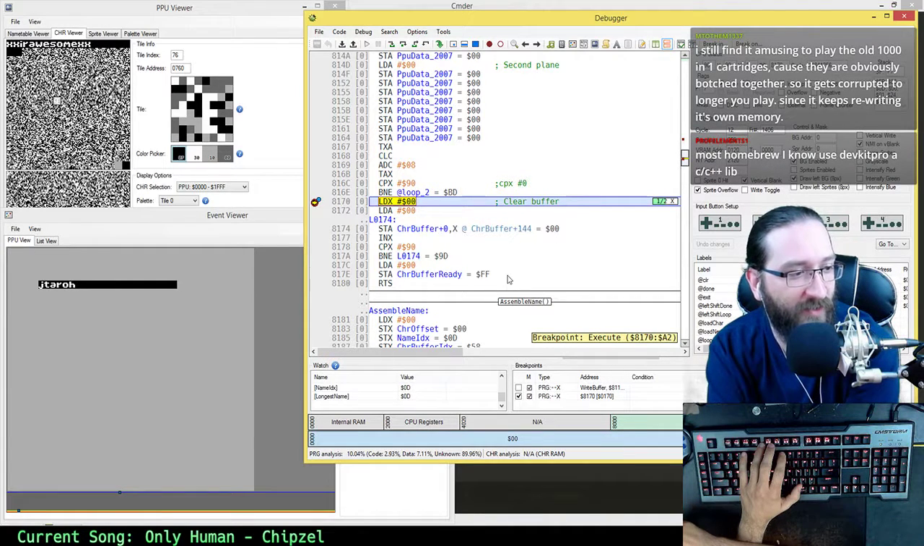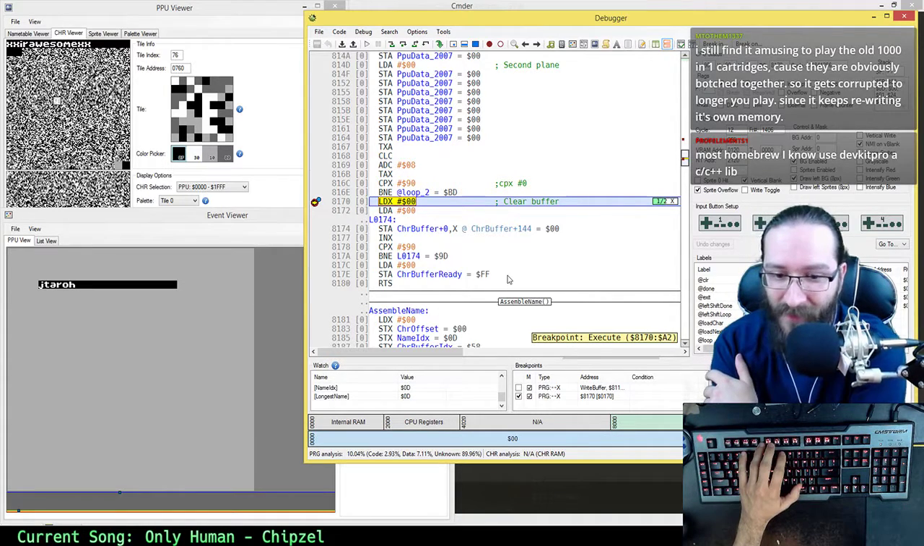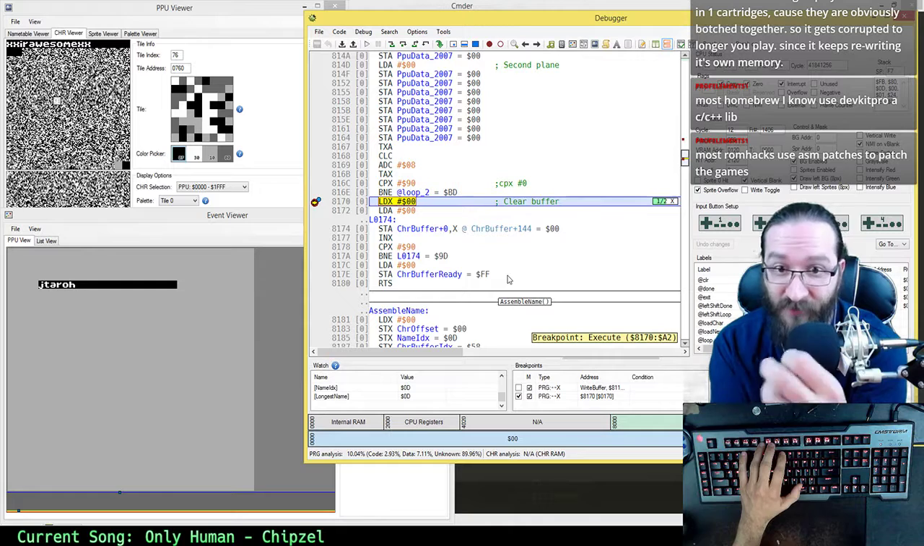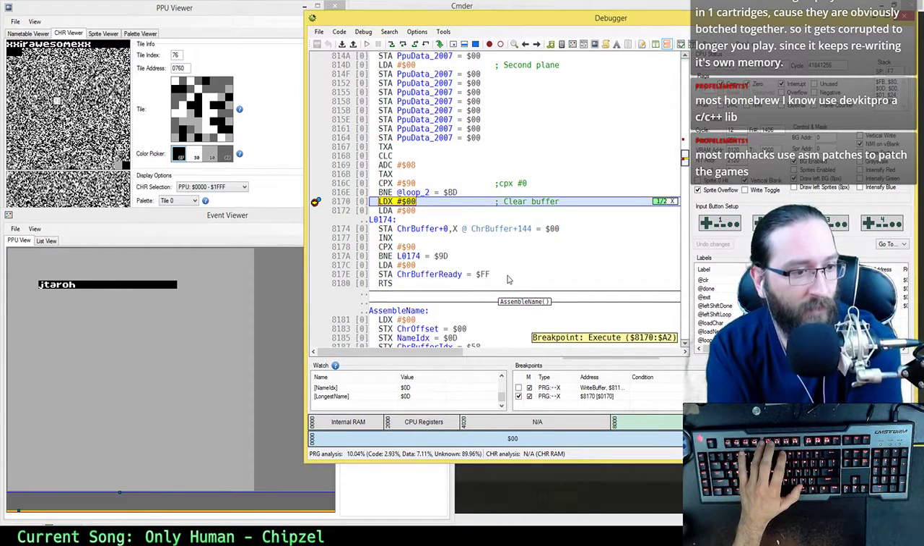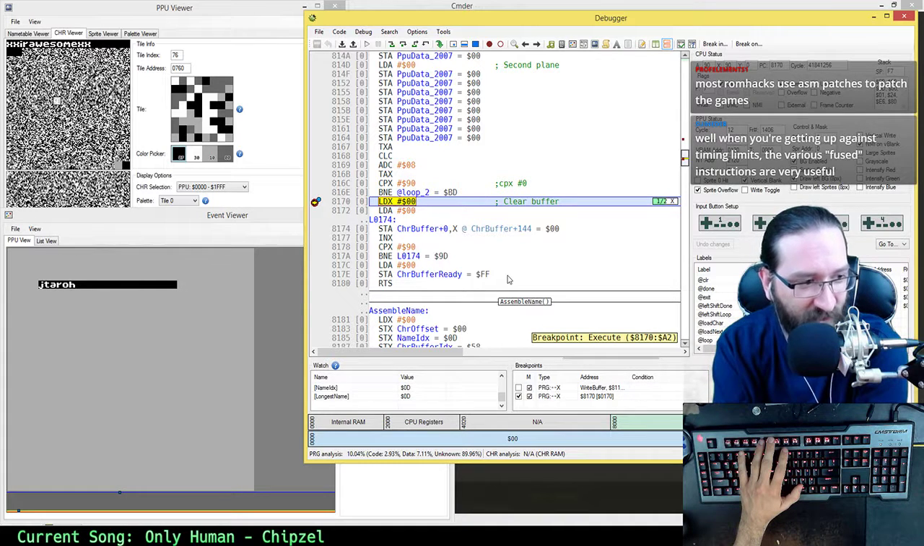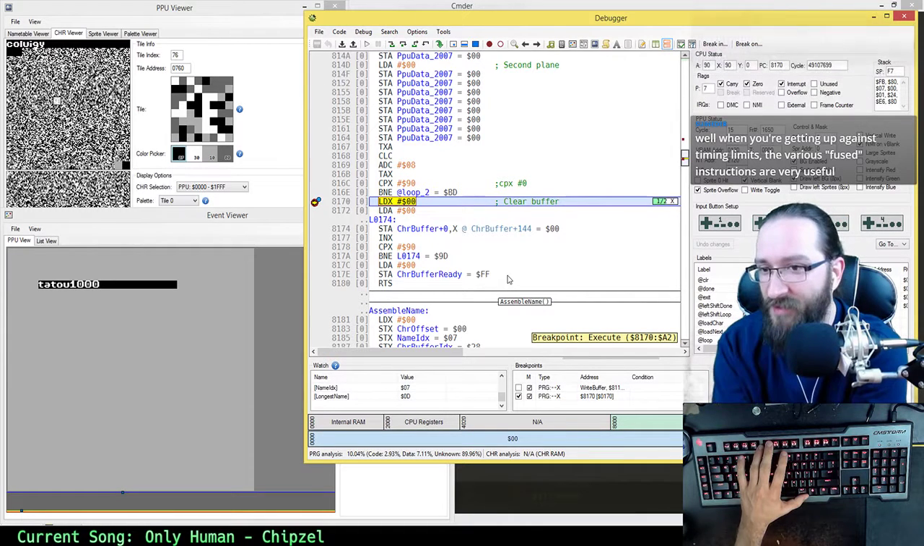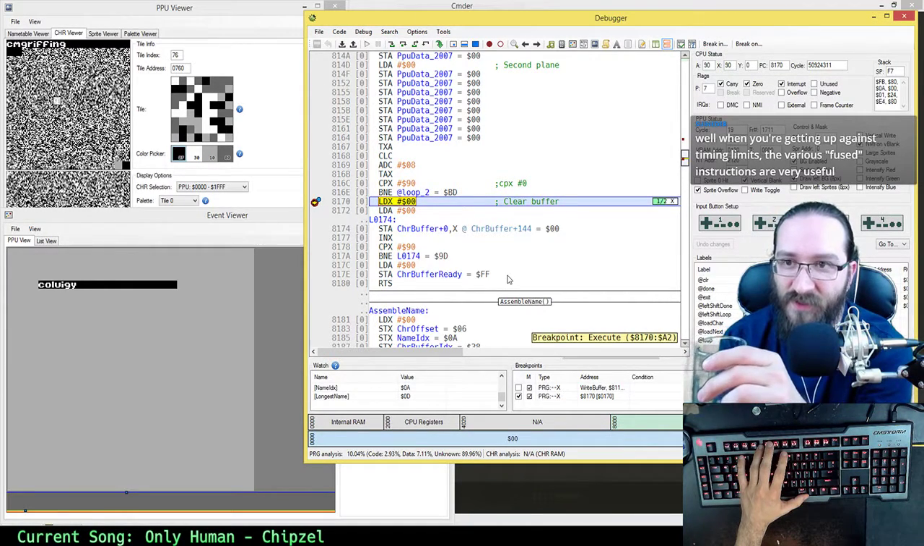I still find it amusing to play the old 1001 cartridges because they're obviously botched together. Oh yeah, it gets corrupted the longer you play since it keeps rewriting its own memory. You'll see a lot of duplicate games, but they'll be different levels of the same game or something. Most homebrew I know use DevKitPro. DevKitPro is a C++ lib. Most ROM hacks use the IPS patches to patch games. I don't think all homebrew uses C++. In fact, I would hope they don't. I would suspect that they don't, because assembly is a bit more efficient with things on the NES.